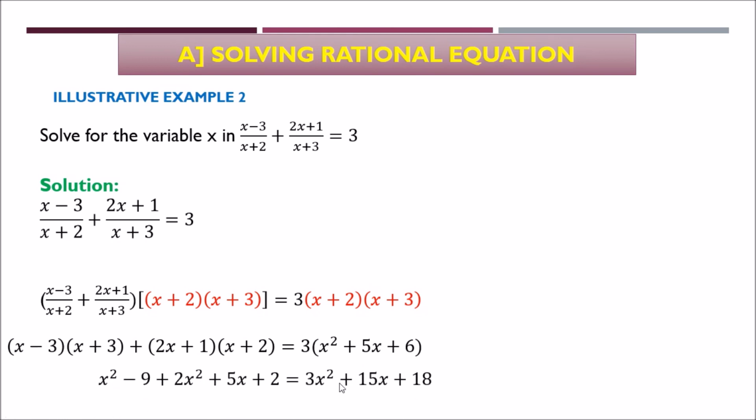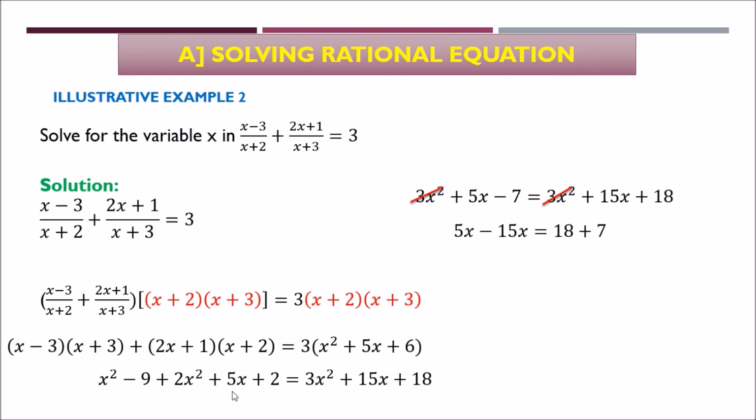Then to simplify further, that will give us x squared minus 9 plus 2x squared plus 5x plus 2 equals 3x squared plus 15x plus 18. Then we can see that some terms can be cancelled out, 3x squared on the left side and 3x squared on the right hand side, since we can eliminate those quantities if we use the additive property of equality.